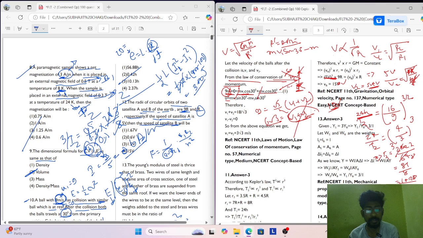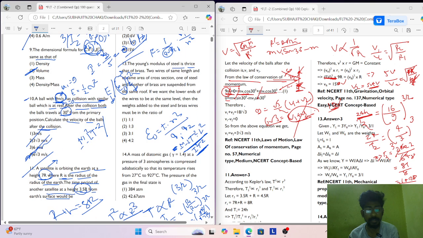The Young's modulus of steel is thrice that of brass. Y steel is thrice Y brass. Two wires of the same length and same area, one steel, another brass, are suspended from the same roof. If we want the lower ends of the wires to be at the same level, then the weights added to the steel and brass wire must be in the ratio of. What is Young's modulus? Young's modulus is nothing but stress by strain, right? Sorry, sigma by epsilon, stress by strain.